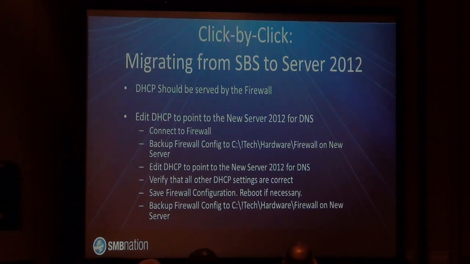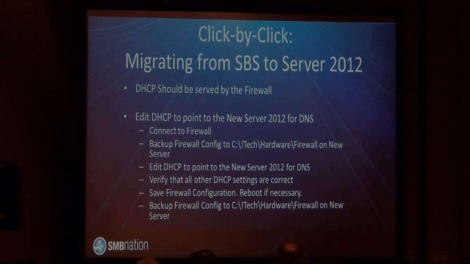DHCP is served off of the firewall, so no matter what you're doing with all of these reboots, you're not interrupting anything. You edit DHCP to point to the new server for DNS. The new server, remember, a few steps back, was pointing to itself for DNS. It was forwarding from there. So now the new server controls the universe.